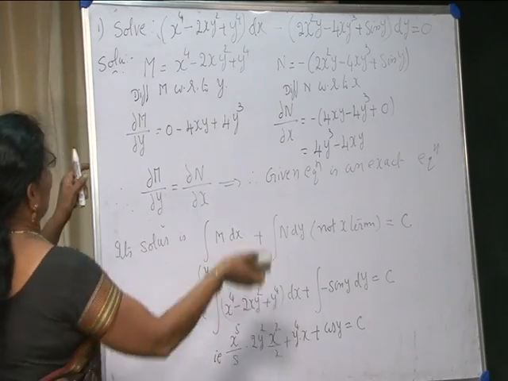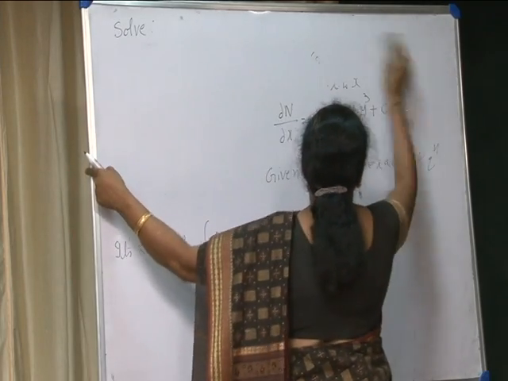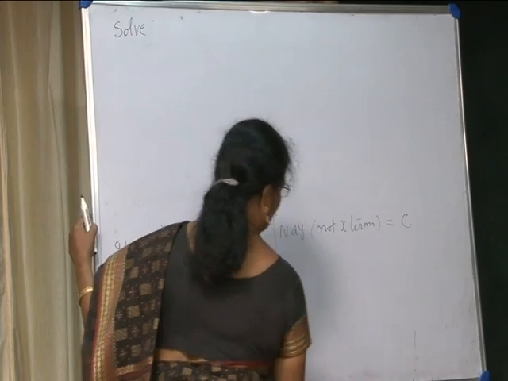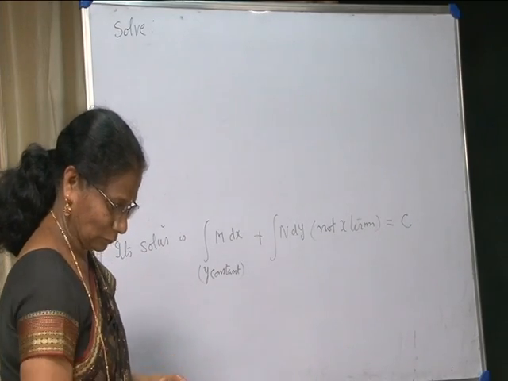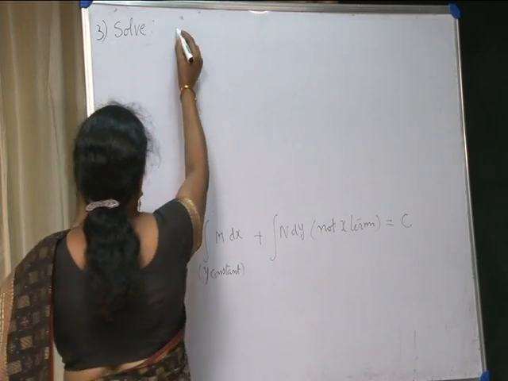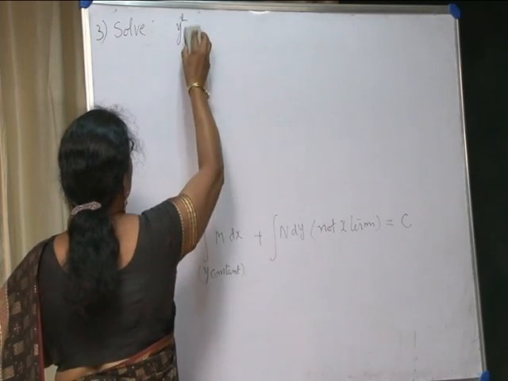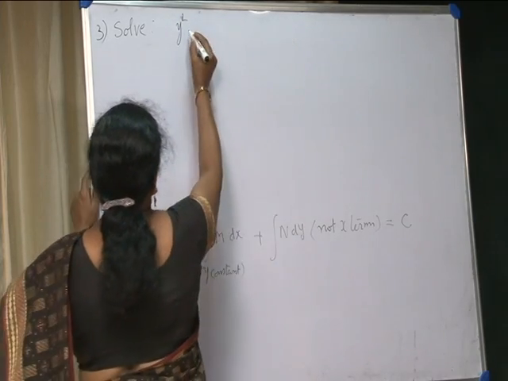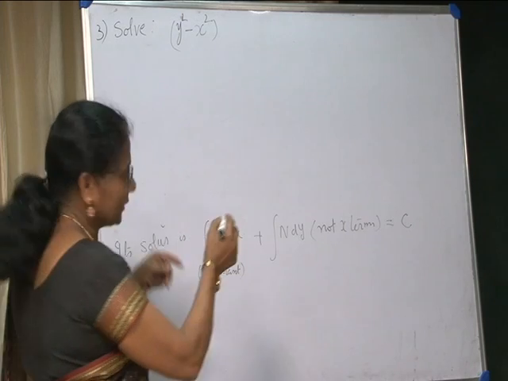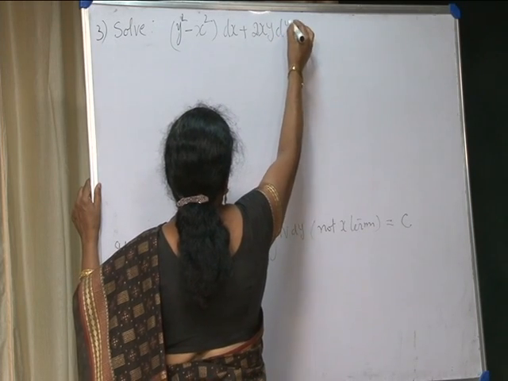Now, we will see the third one. Solve (y squared minus x squared) dx plus 2xy dy is equal to 0.